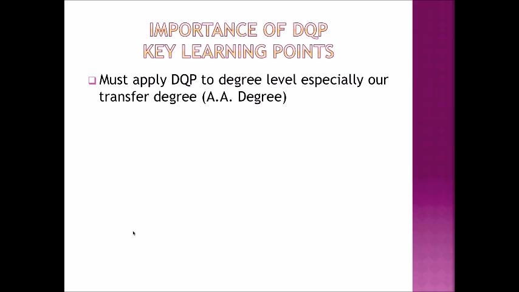Okay. First thing we learned is that we have to apply the DQP to degree level, especially our transfer degree or AA degree. Like I said, we sort of started this process a little kind of backwards in that we went through it with our general education student learning outcomes and not a degree learning outcome. So from this, we realized, number one, really the differentiation between general education and our liberal arts degree, which was very helpful to us, and then how to apply the DQP to the AA degree.